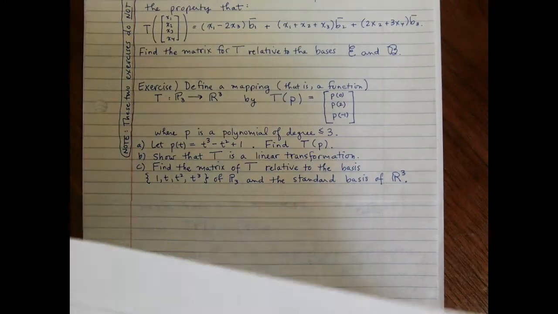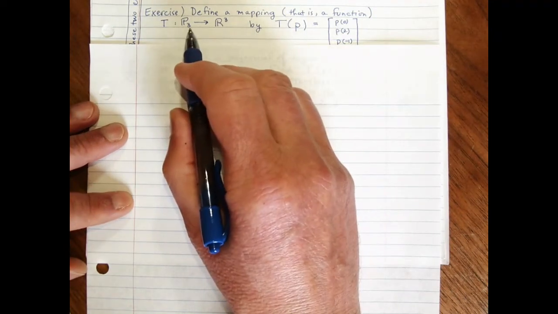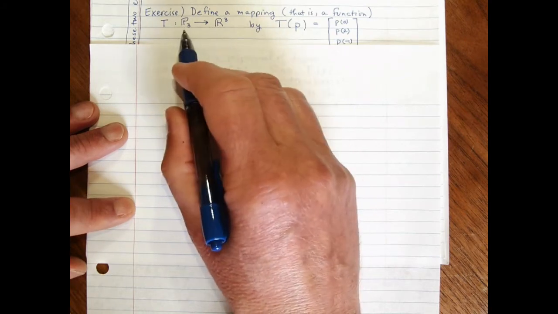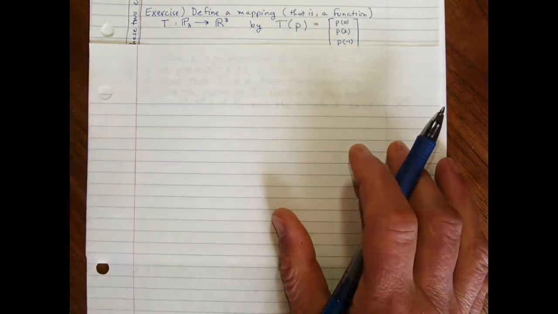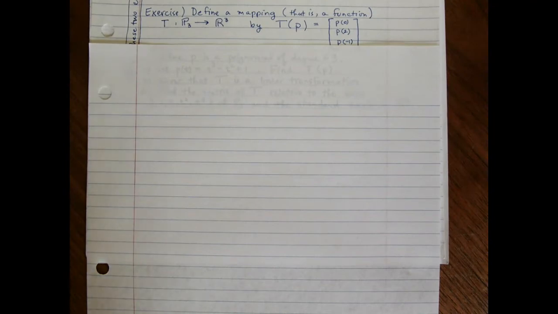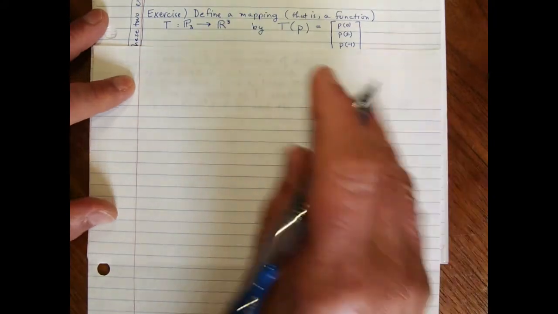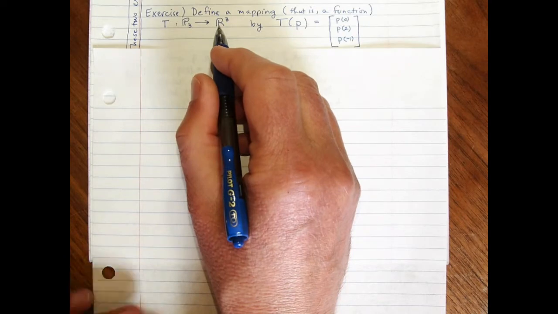Okay, so the second exercise on this sheet is another linear transformation situation. First, I just say it's a mapping, so we're just saying it's a function. We don't know it's a linear transformation yet. From what we're calling P3 to R3. P3 is that set of polynomials of degree less than or equal to 3. And R3, of course, is our usual three-dimensional Euclidean space.